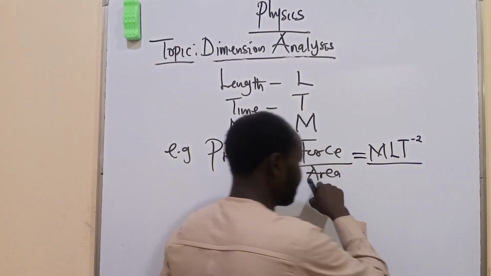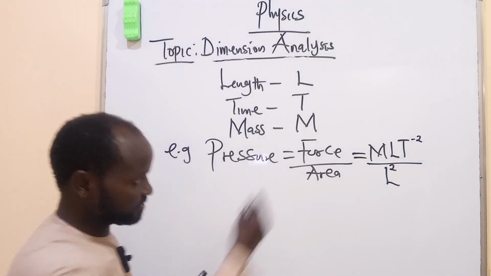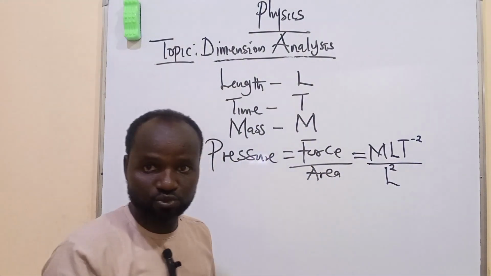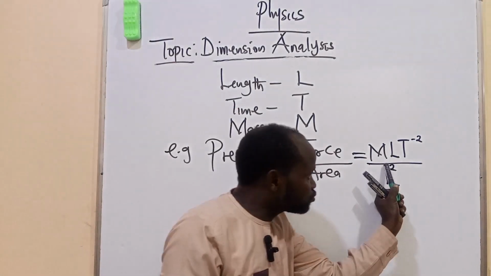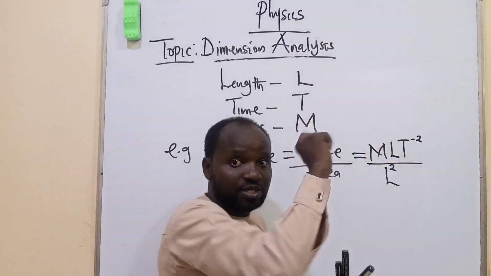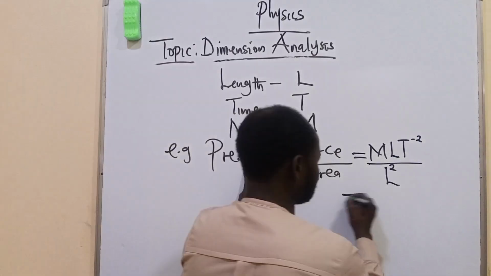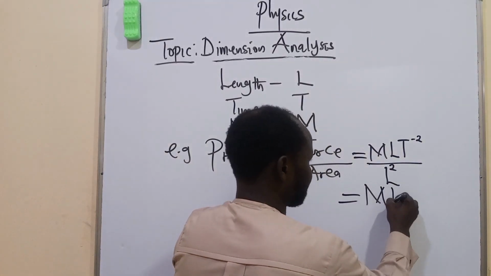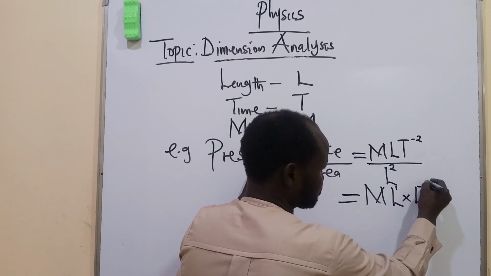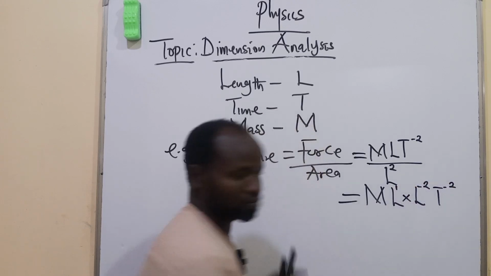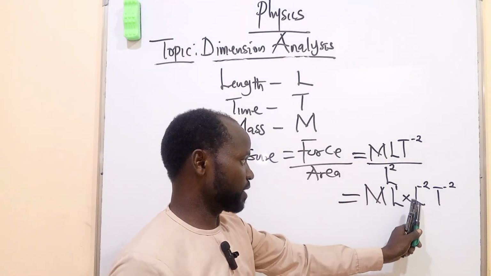Divided by area, which is L squared. Let's analyze this. This L squared in the denominator, we can take it to our numerator, and it becomes L power minus 2, because if we take this power 2 to our numerator, it will gain a negative sign. Very important. So the dimension for pressure will be M multiplied by L power 1 times L power minus 2 times T power minus 2.